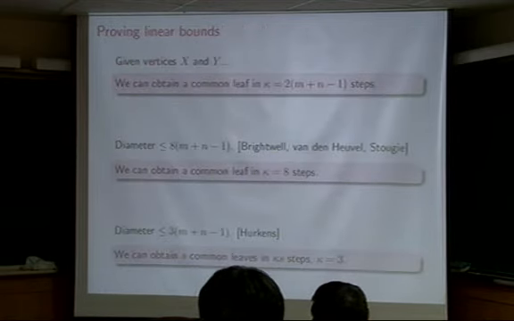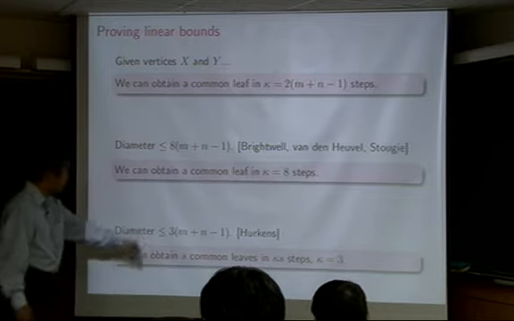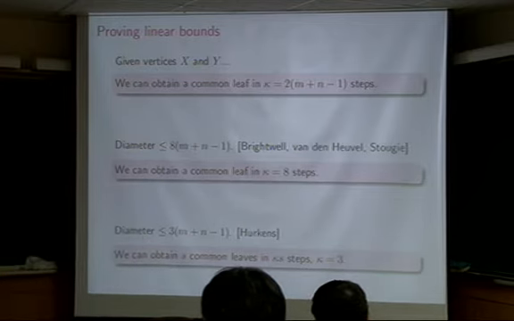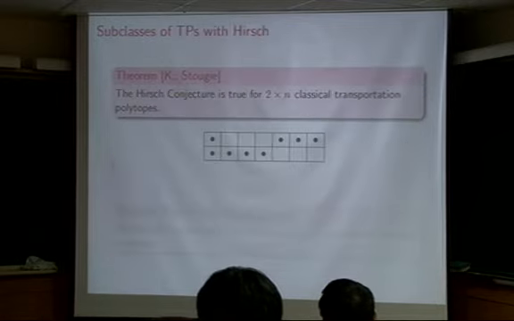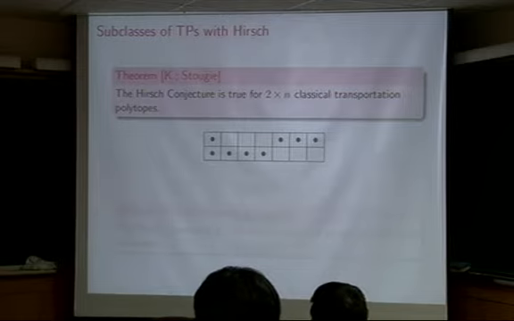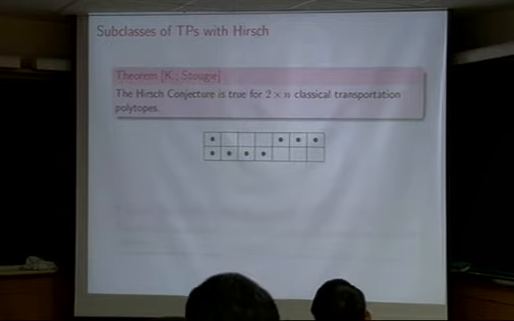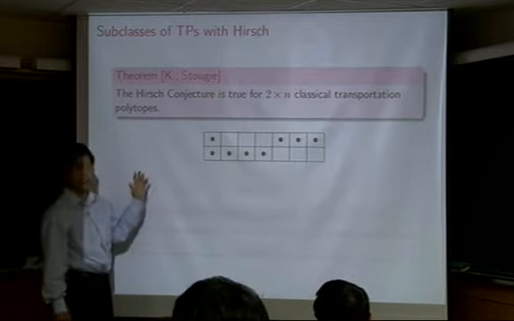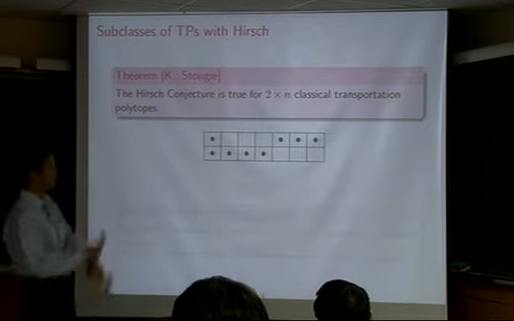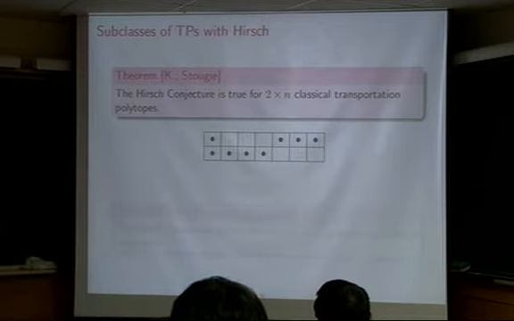Okay, so this is sort of the best bound that's known for classical transportation polytopes in general. So then you can ask, well, what about special classes of them? And I'm going to run through some of these. I'll skip some details. But the Hirsch conjecture, and this time actually the Hirsch conjecture is true for 2 by n classical transportation polytopes, whose supports, if you draw them in this table fashion up to reordering the columns, are going to always look like this.